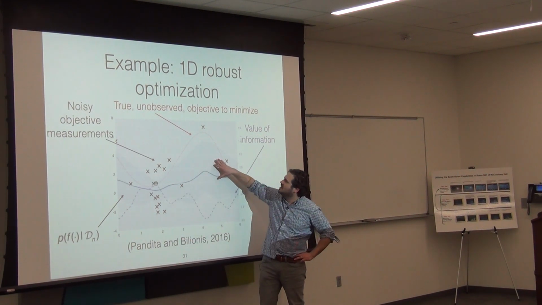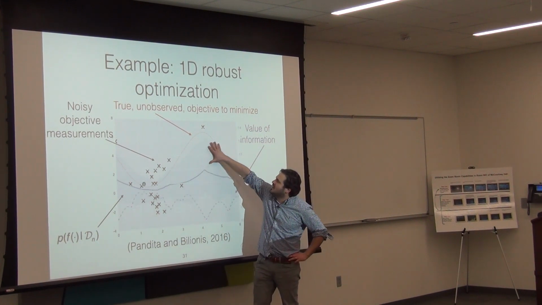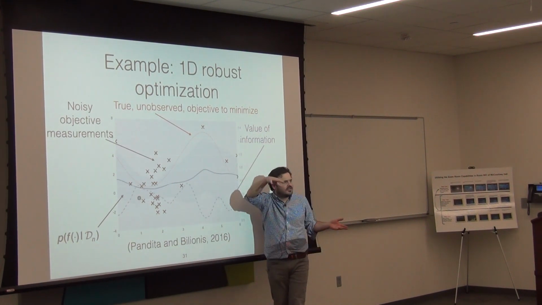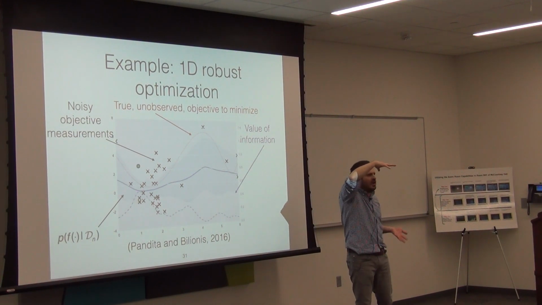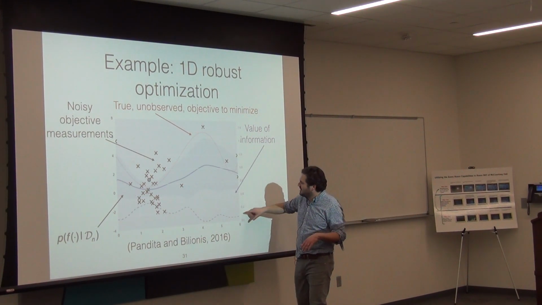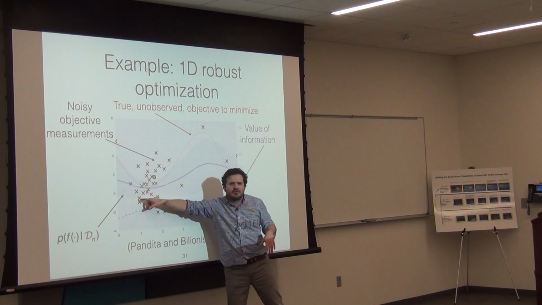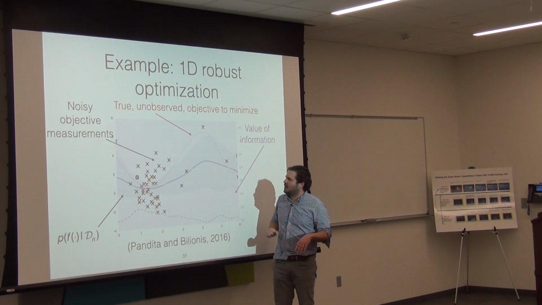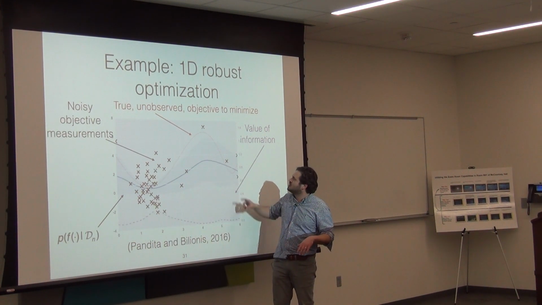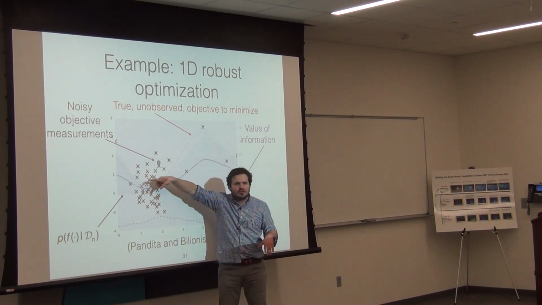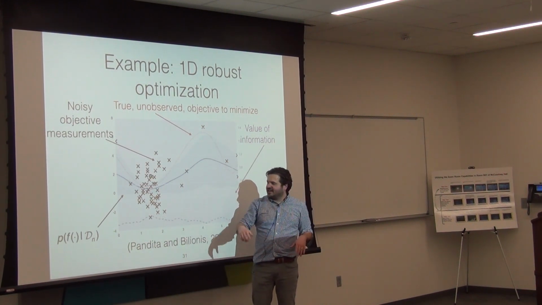So what you see here is the observations, obviously. The shaded area is the 95% prediction interval of my underlying Gaussian process. This line right here is the value of information of any one of these simulations. The dashed line is actually the truth, the true underlying expectation.